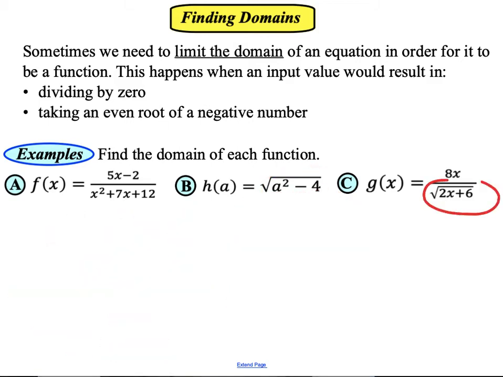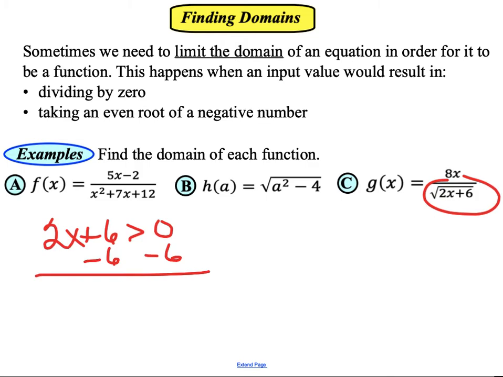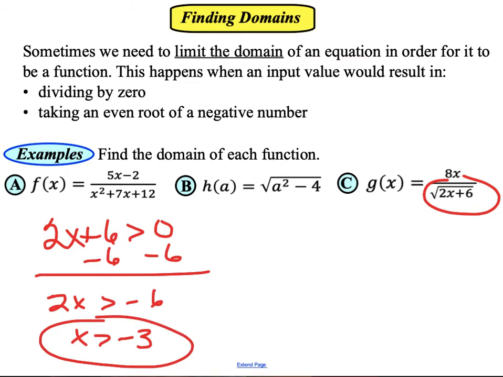Working on letter C, this one we have a square root and a denominator. So what would make the square root negative? So 2x plus 6 has to be greater than 0. Again, solving for x, we end up with 2x being greater than negative 6, x greater than negative 3. But can x equal negative 3? x cannot equal negative 3 because that would give us a 0, and we can't divide by 0. So as long as it's greater than negative 3, we're all right. So that one should be just x greater than negative 3.